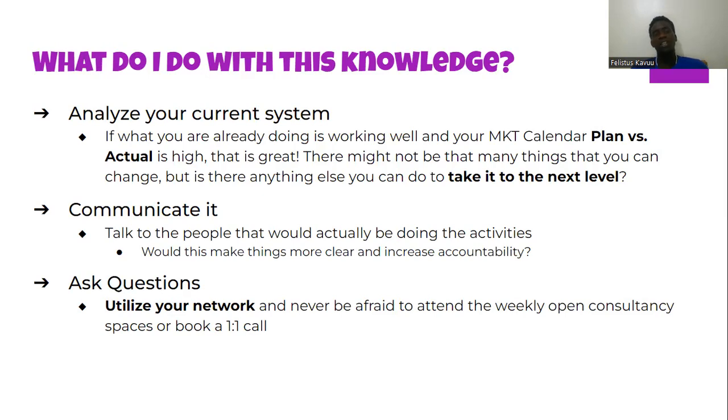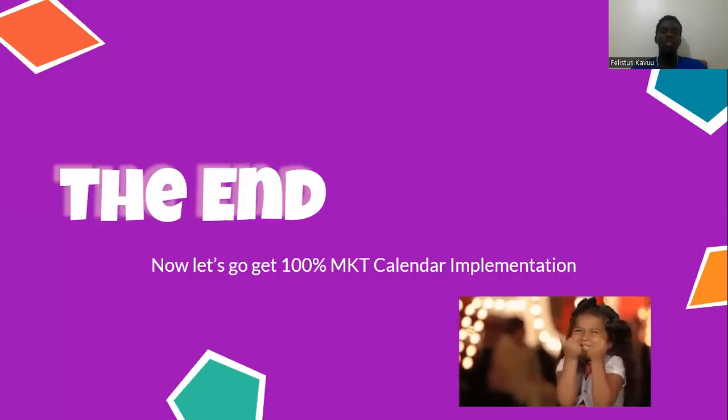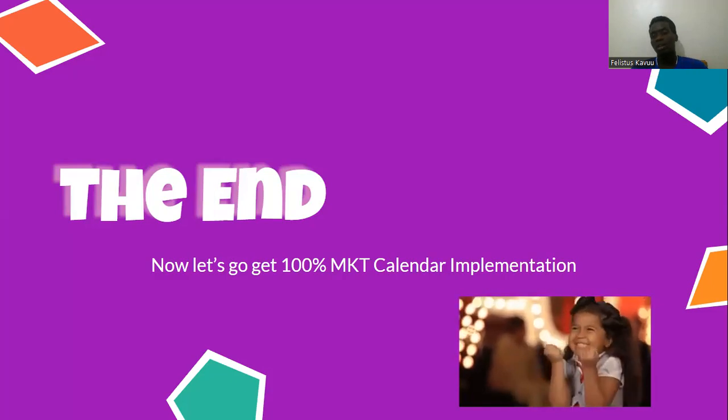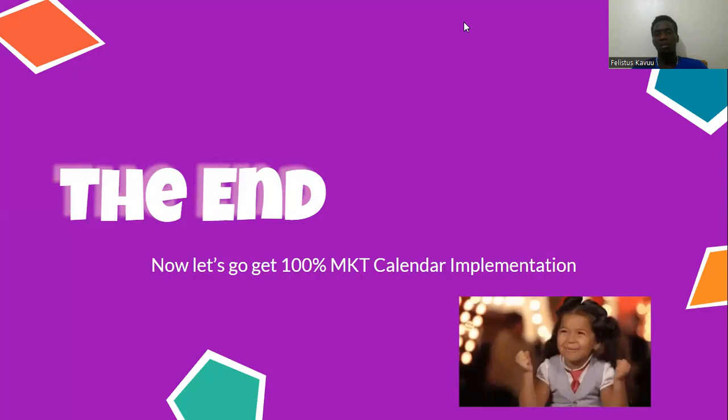Communicate it. Make people know what your marketing calendar is and how you are going to implement it. Talk to the people who would actually be doing the activities, either EBs or LCBs, and present your calendar to them. Ask questions to improve your calendar. So from here, let's go and get 100% marketing calendar implementation, in your LOC or in your daily routine, and have plan and actual happening at the same time. Thank you.